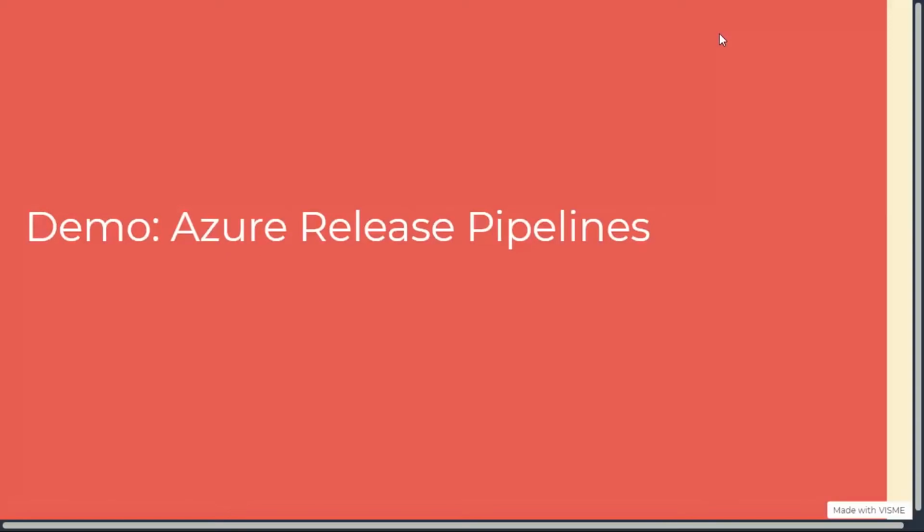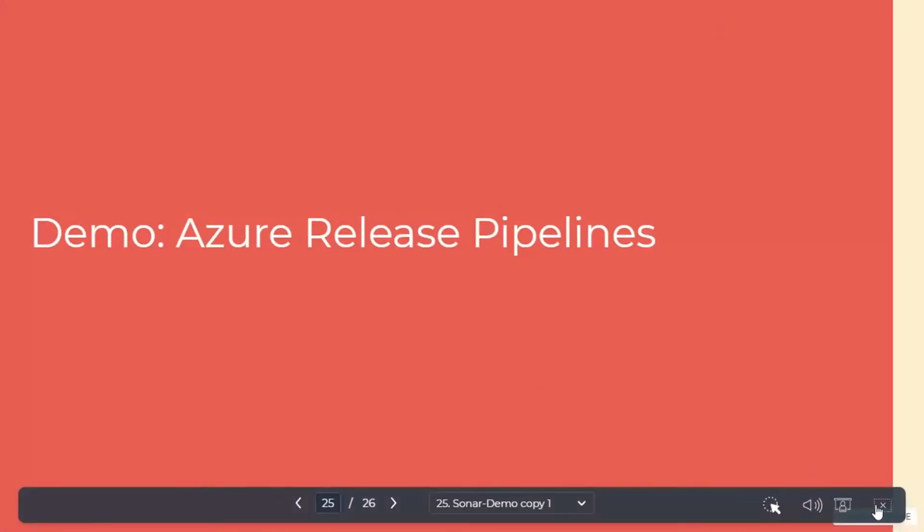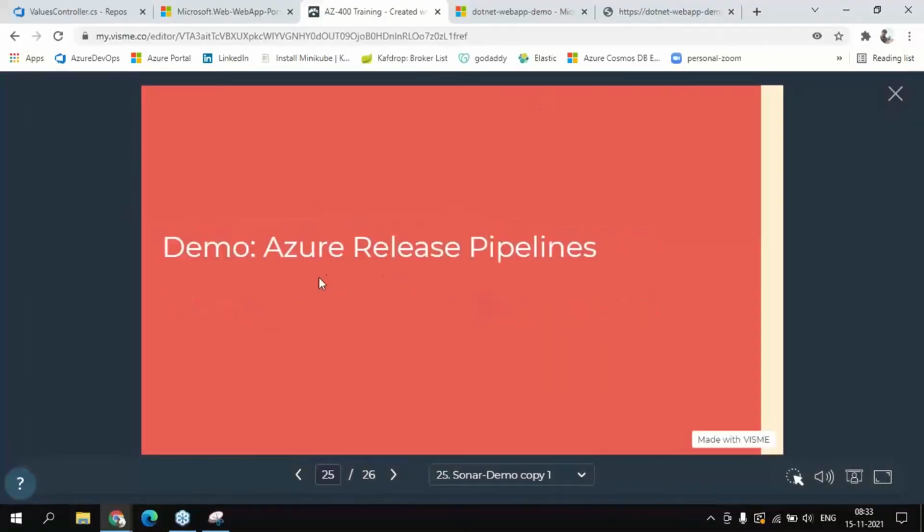Okay, team. Now we are going to see the Azure release pipeline demo. In this one, we are going to take a .NET Core API application and deploy it in an Azure environment. There we are going to use Azure App Services, which is one of the deployment platforms in Azure.